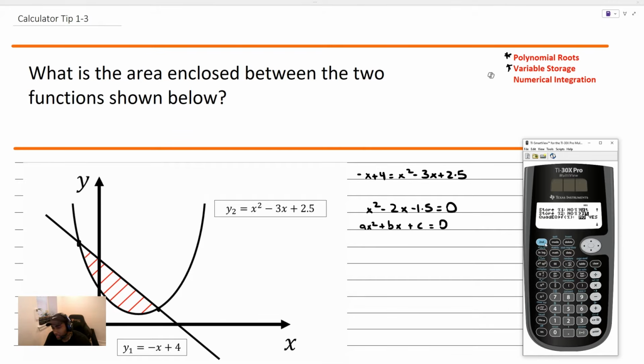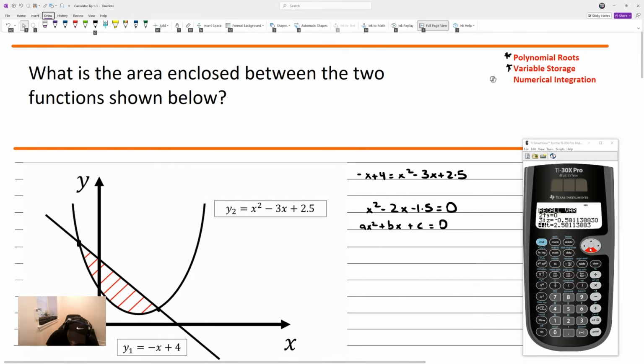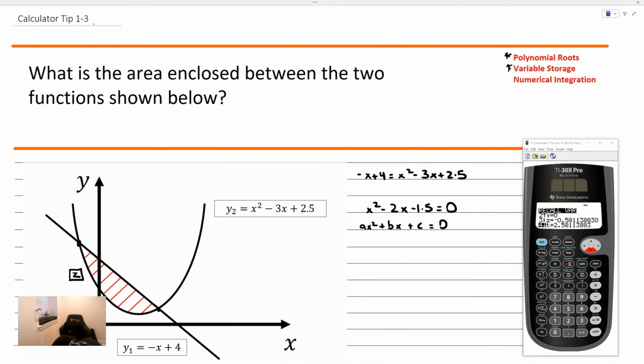We can click second and quit. And in order to view what variables you have stored, you can click second, recall right here. And you can see that we have z as the lower bound and t as the upper bound. Let's go ahead and write that down, right? We have z as this lower bound. I usually mark it off with a box to denote what I have is a variable stored in my calculator, and t is the upper bound.